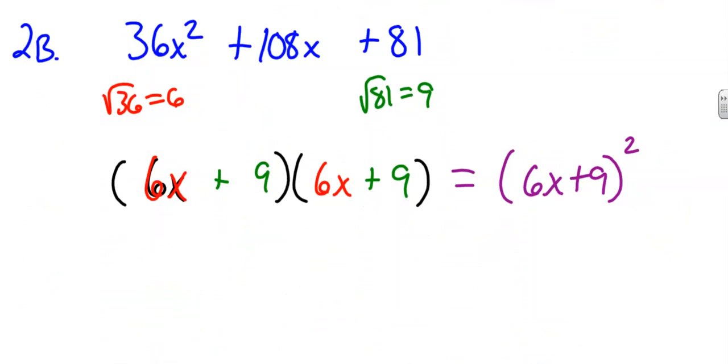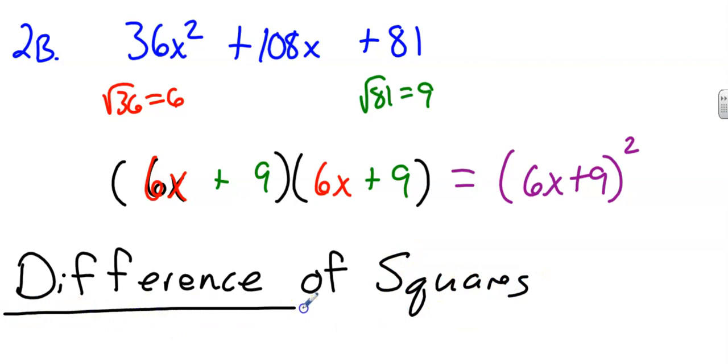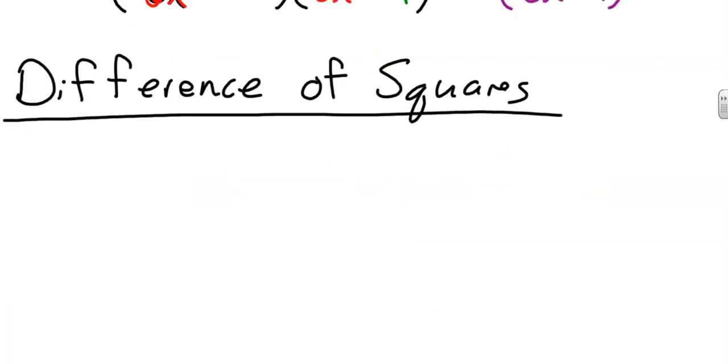Okay, and then the second thing that they're going to do in 6.5 is the difference of squares. And the big thing with this one is, the real big difference between the perfect square trinomials and this one is that with the difference of squares, this one only has 2 terms.